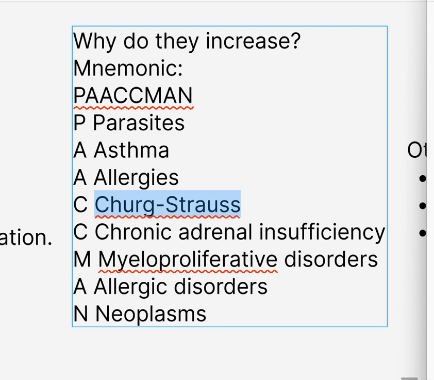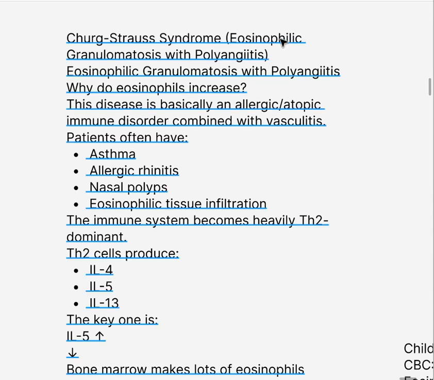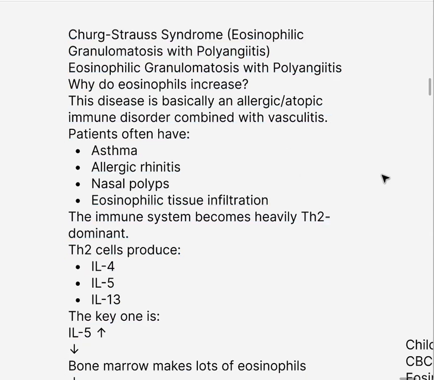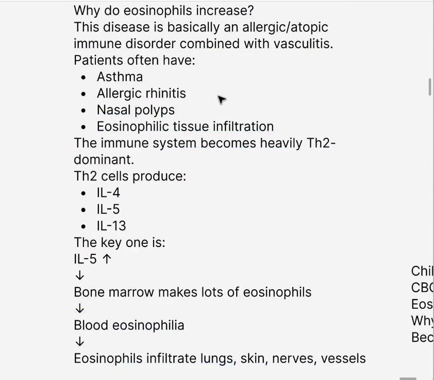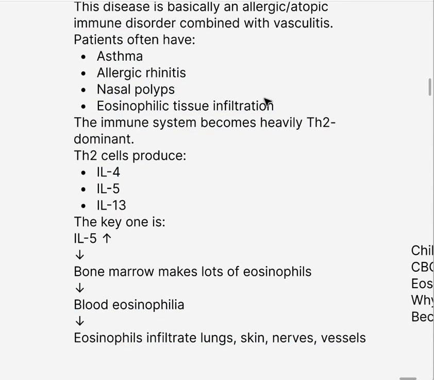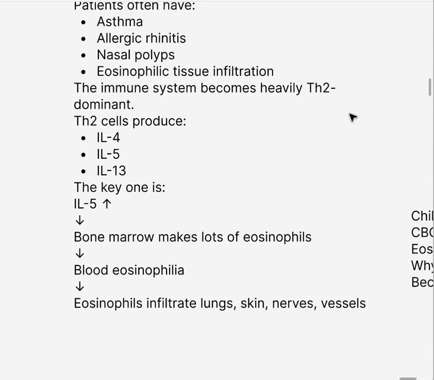Let me stop here and show you what I'm talking about because it's getting really messy. Okay, so Churg-Strauss syndrome is eosinophilic granulomatosis with polyangiitis. Why do eosinophils increase? The disease is an allergic atopic immune disorder combined with vasculitis. Patients often have asthma, allergic rhinitis, nasal polyps, and eosinophilic tissue infiltration. The immune system becomes heavily Th2 dominant. These Th2 cells produce interleukin 4, 5, and 13. The key one we're talking about here is interleukin 5.